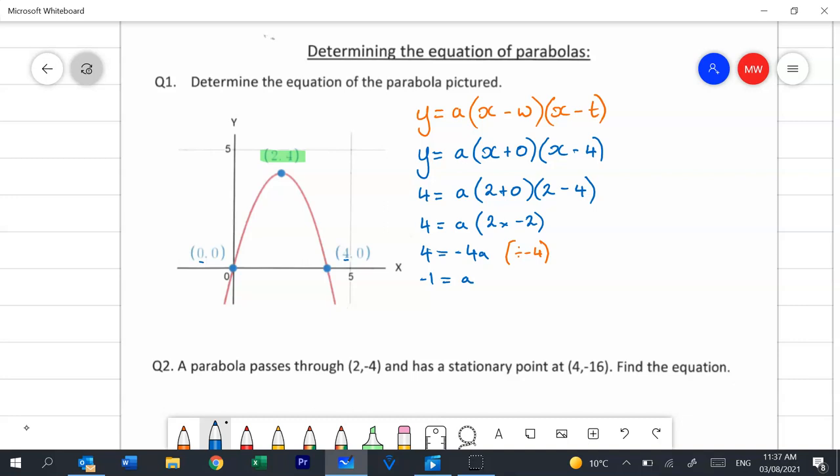And so now when I go to write out my equation, what I've got is y equals minus 1 multiplied by x outside of x minus 4. And if you want me to elaborate on that, don't write this, but what this really is saying here is y equals minus 1 outside of x plus nothing, x minus 4. And that can be tidied up to the answer that you can see below. So this is our final answer here. Okay, moving on.